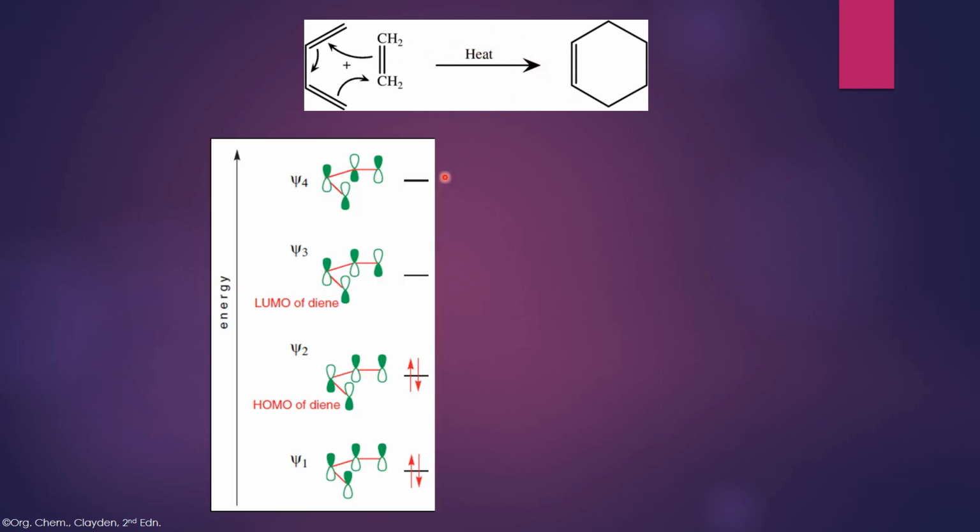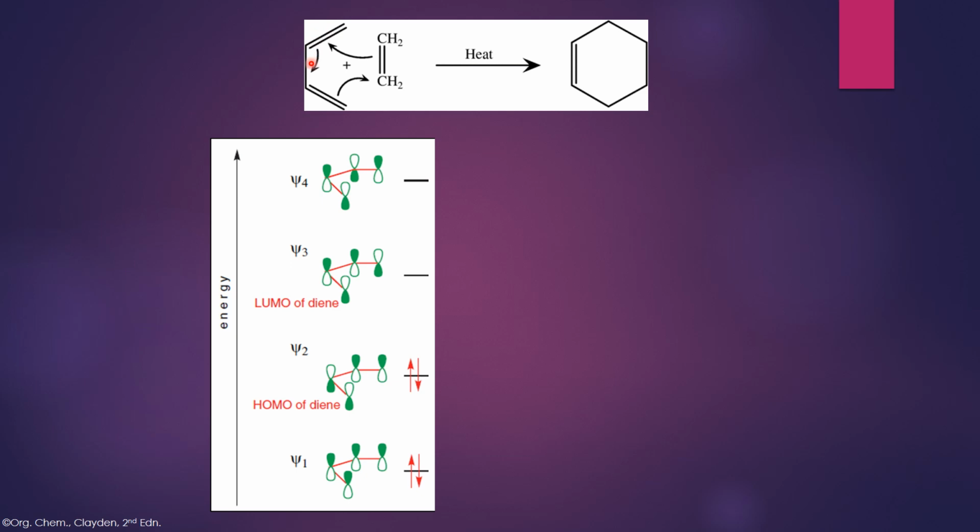To study the regioselectivity in the Diels-Alder reaction, we first have to know about the molecular orbital diagram. Here we can see the molecular orbital diagram of butadiene, which we already discussed in the last video. Butadiene has 2 pi bonds and 4 pi electrons. These are formed by the 4 p orbitals of the 4 carbon atoms.